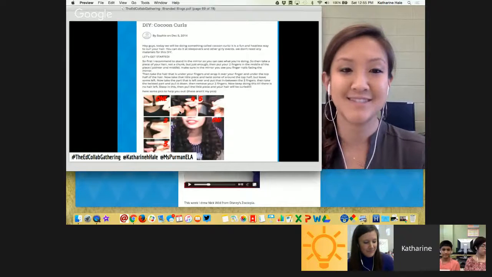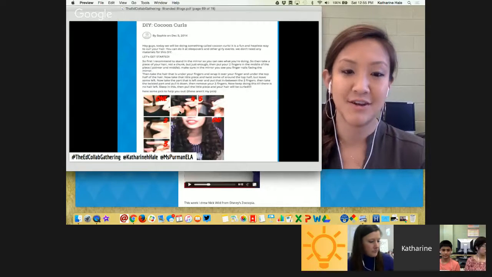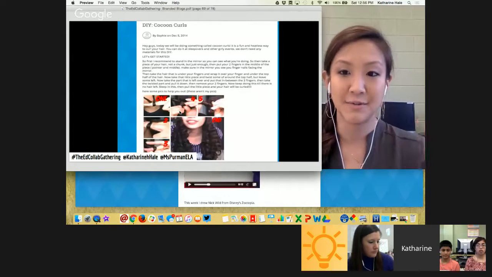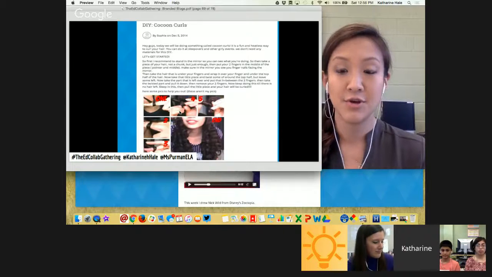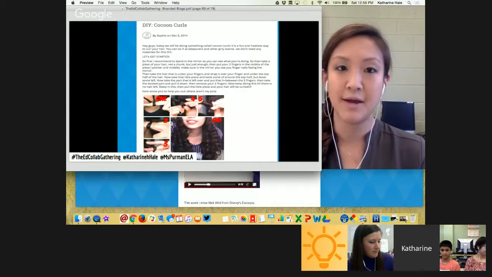And so, for instance, Sophie here, my 5th grader last year, used collages to represent each step of her process when she shared about cocoon curls, one of her many, many DIY blog posts.